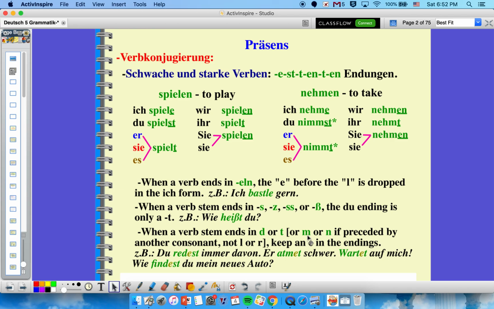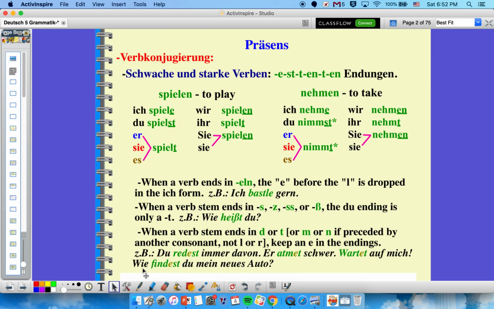Atmen is one of these examples with an m that is preceded by another consonant that's not an l or an r. So here we see it's preceded by a t. So atmen, to breathe, er atmet, schwer. Because if you had the t there and no e, you can't even say it. So you really need the e in there. Warten, to wait on someone. This is another example. If you were to add a t to that and not have anything in the middle, you'd have wartt, and it would just be kind of difficult to say. So again, we're really just making it easier to say.